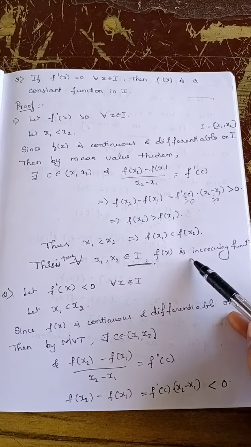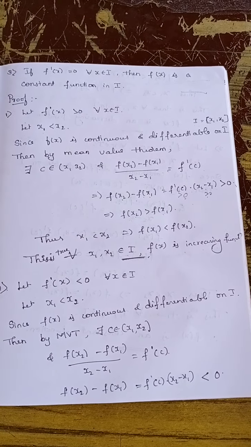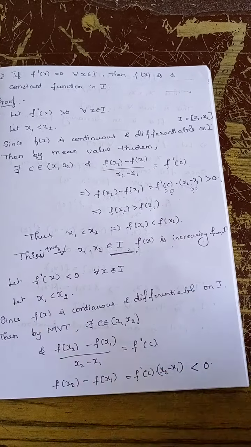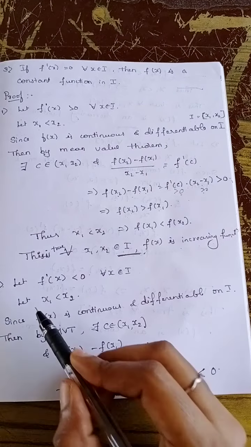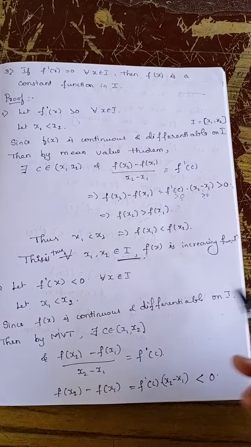The converse is also true. If f of x is an increasing function, then f dash of x is greater than 0. Come to the second part, that is if f dash of x is less than 0, we have to prove that f of x is a decreasing function. Let us take x1 is less than x2, and again by mean value theorem, because f of x is a continuous and differentiable function on an interval I, there exists a c belongs to x1, x2 such that f of x2 minus f of x1 divided by x2 minus x1 is equal to f dash of c. Transpose x2 minus x1 to this side, we get f of x2 minus f of x1 is equal to f dash of c into x2 minus x1.